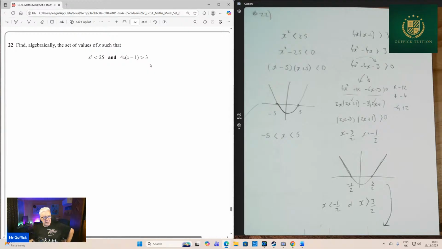So what's it say here? It says find algebraically the set of values of x such that x squared is less than 25 and 4 open bracket x minus 1 is greater than 3.